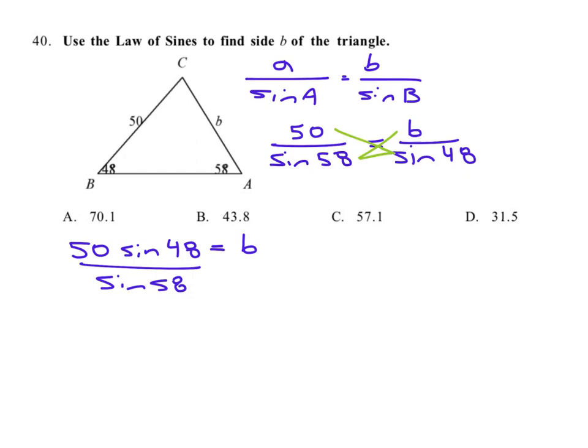So then we can just type that in the calculator. We can say 50 times sine of 48, and it's absolutely essential that you close your parentheses there. You're going to get the wrong number. Close parentheses, divided by sine of 58, close parentheses, equals 43.815 or 43.8 for b. Okay?